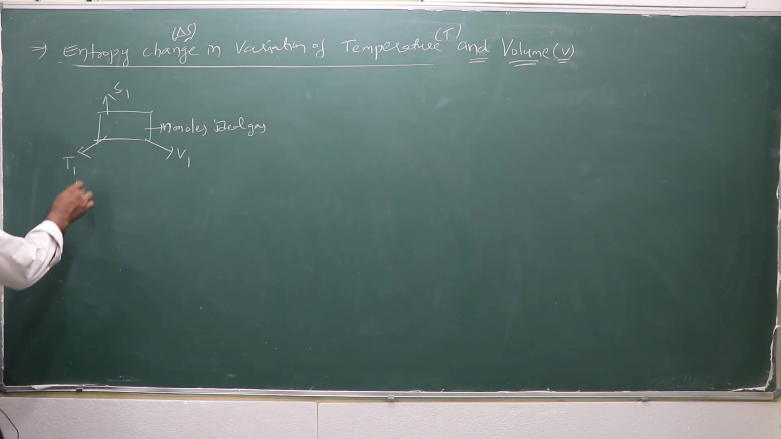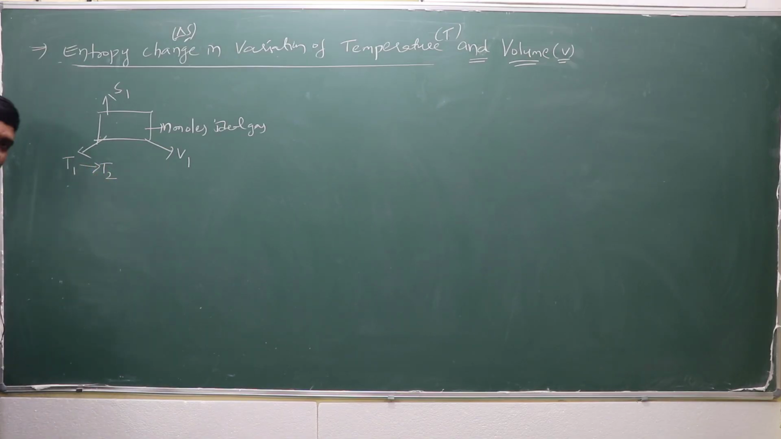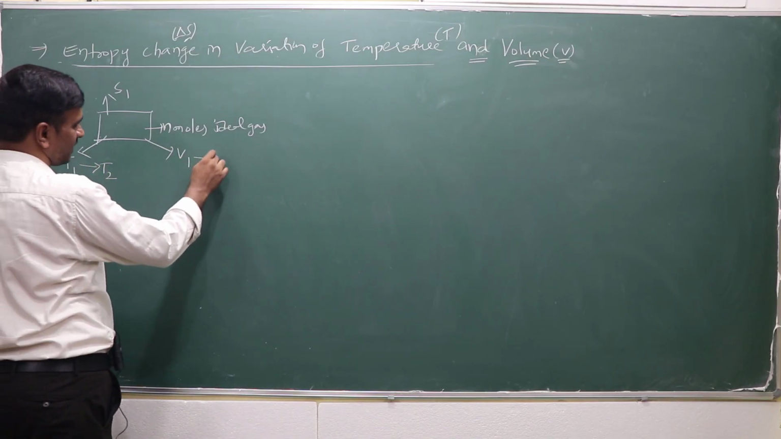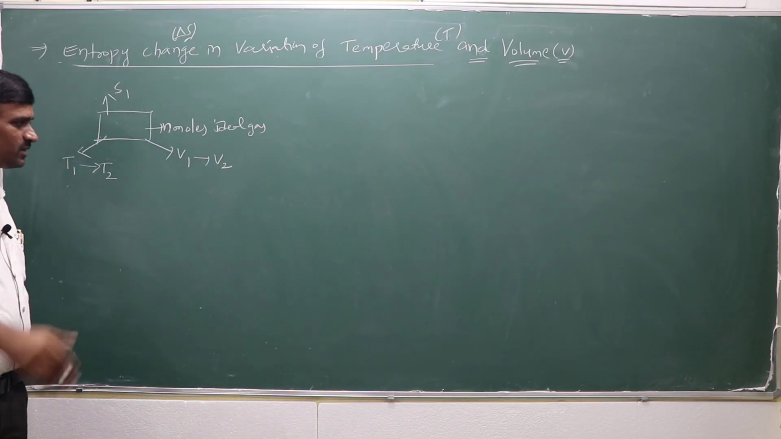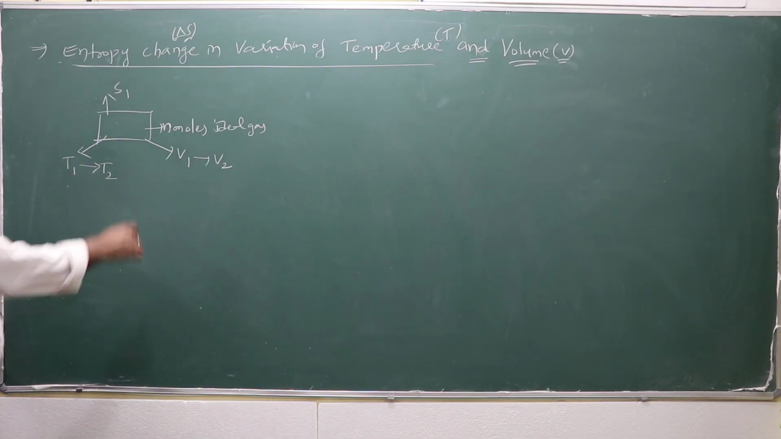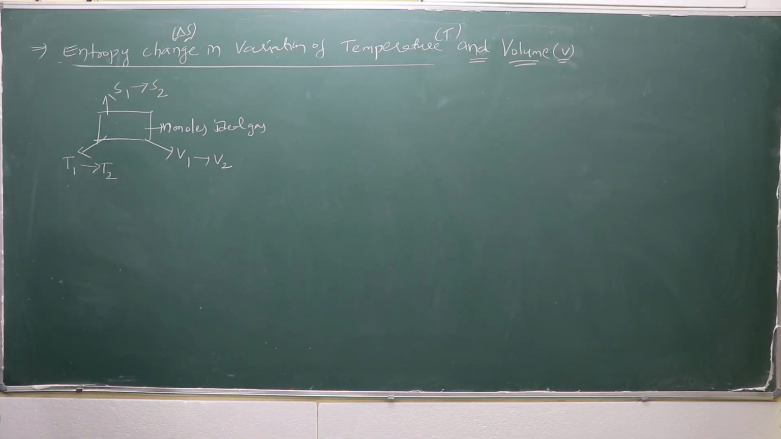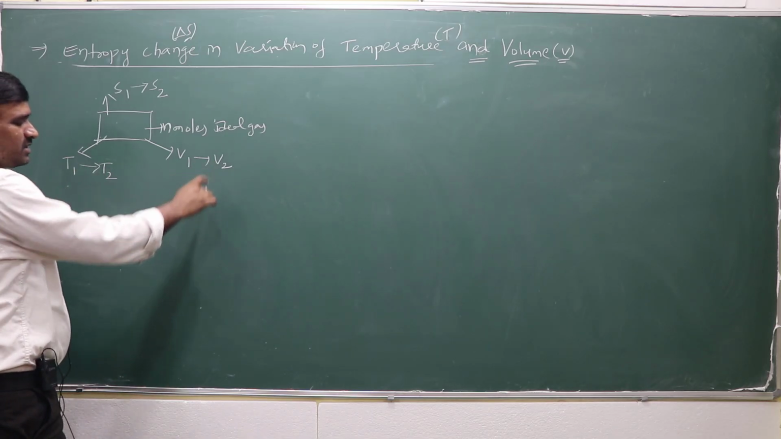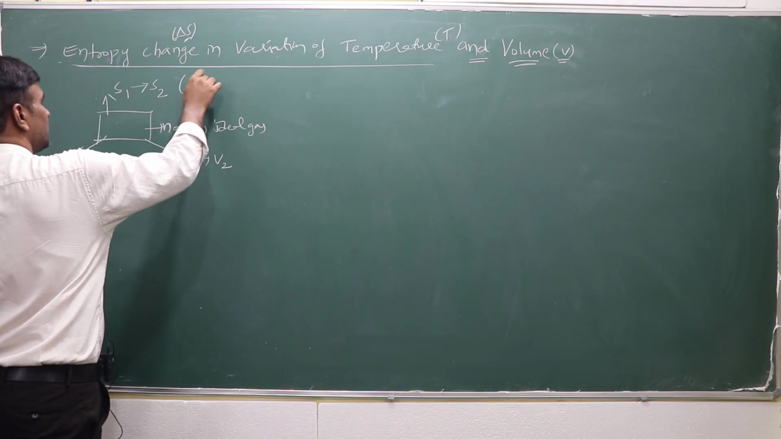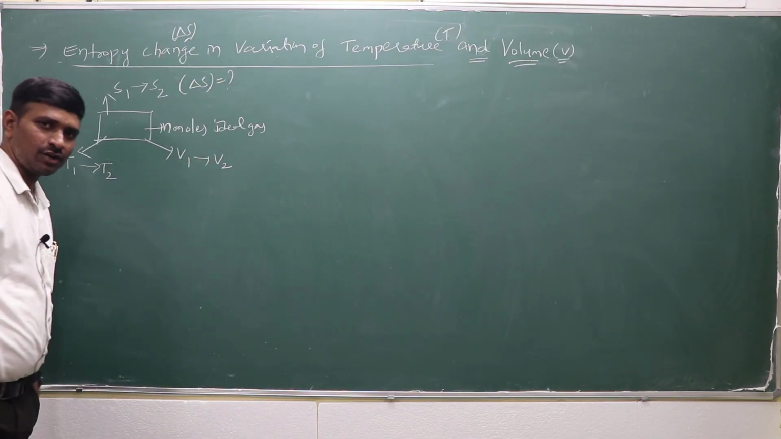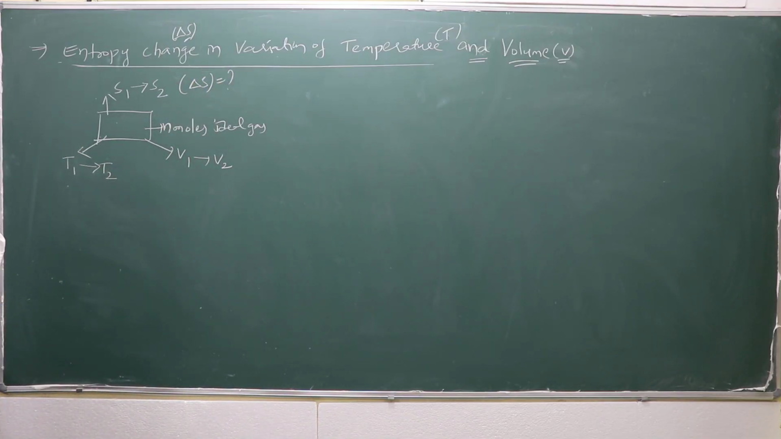While the temperature increases from T1 to T2, the volume also increases from V1 to V2, and the entropy changes from S1 to S2. When temperature changes from T1 to T2 and volume from V1 to V2, what is the entropy change? That is the question, right?